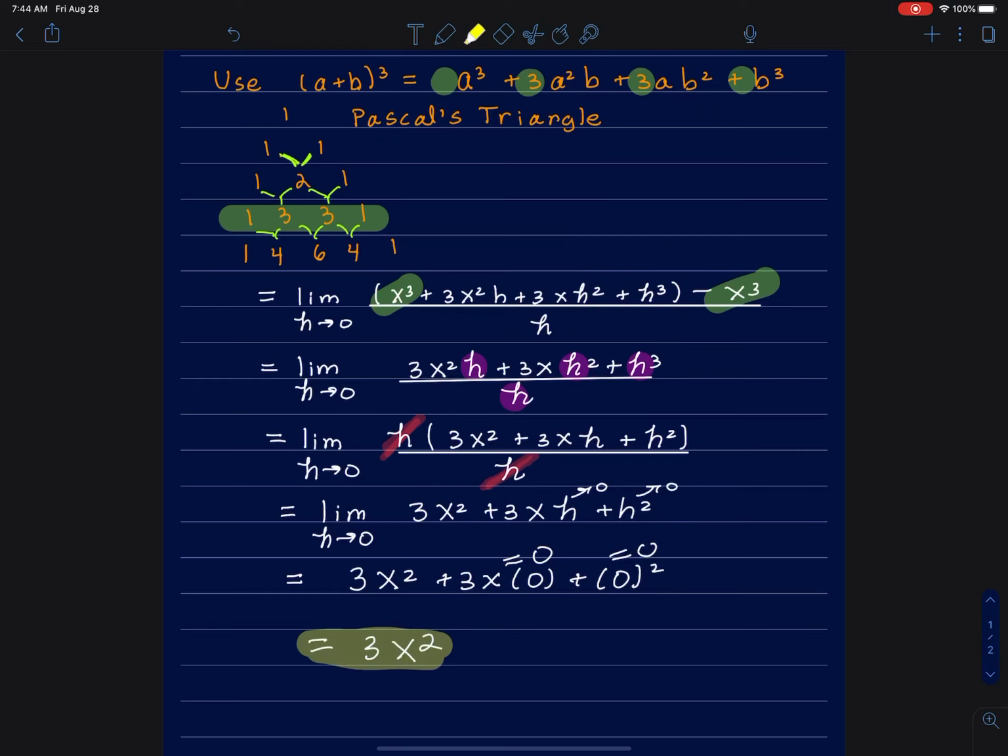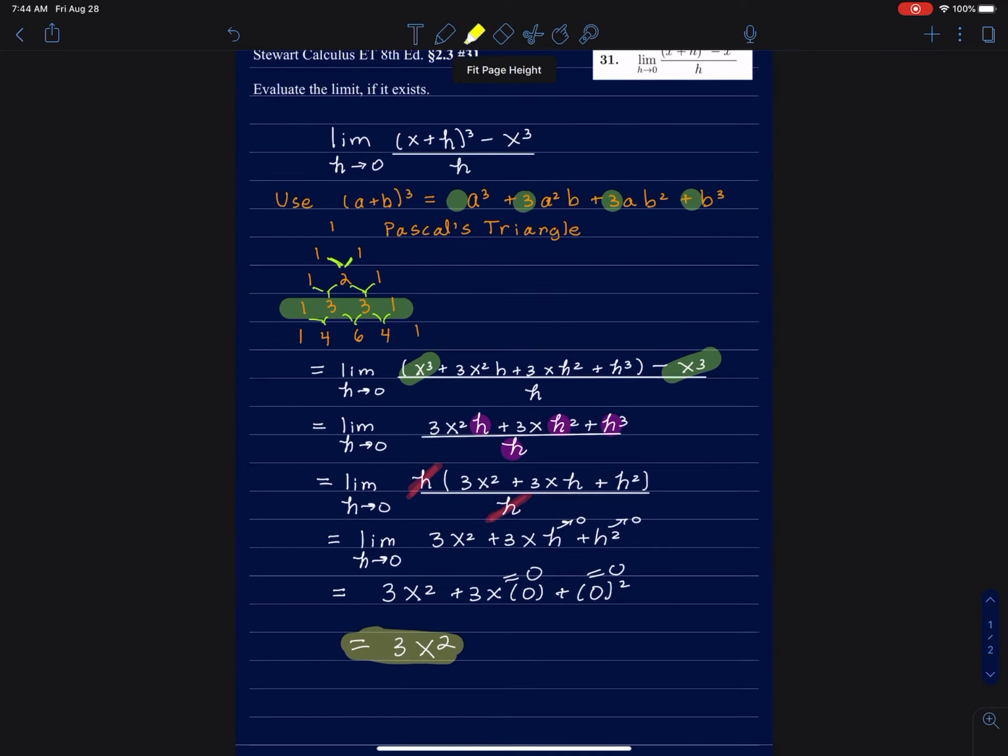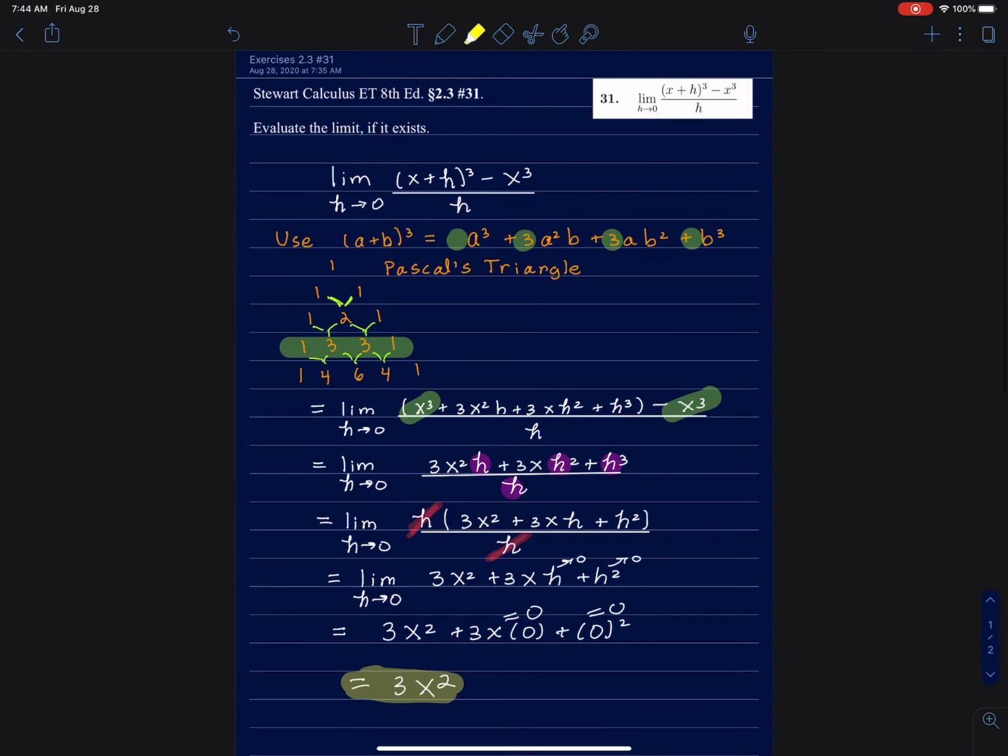So there we go. This is Stewart Calculus Early Transcendentals, 8th edition, section 2.3, number 31, where we find a limit and we use a binomial expansion formula for a plus b to the third power.